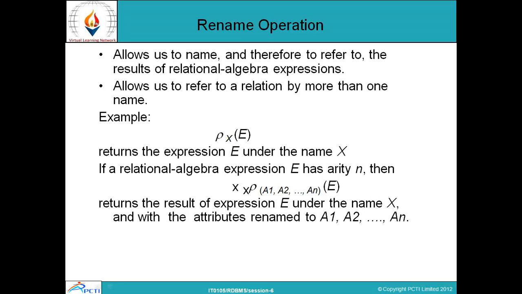It allows us to name, and therefore to refer to, the result of a relational algebra expression, and that allows us to refer to a relation by more than one name. Consider this example: here we apply the operation over E. E is the expression under the name cross, and the relational algebra expression E has arity n. That is to be applied like this.